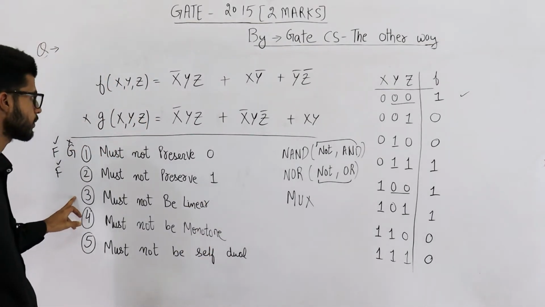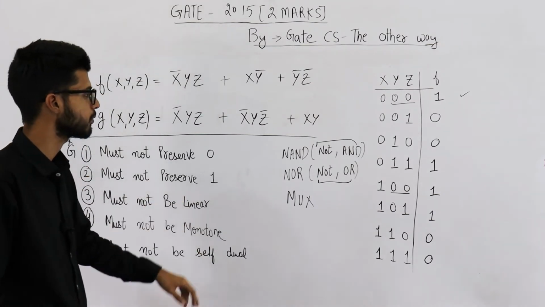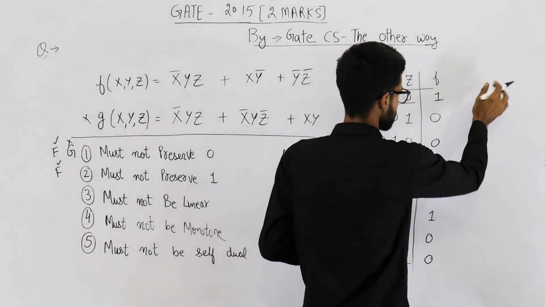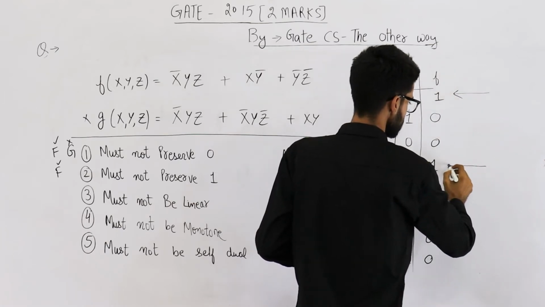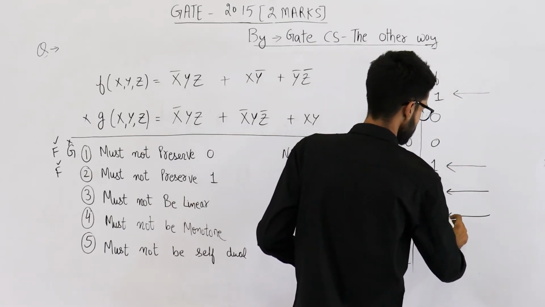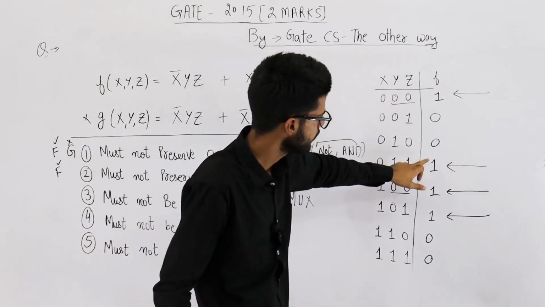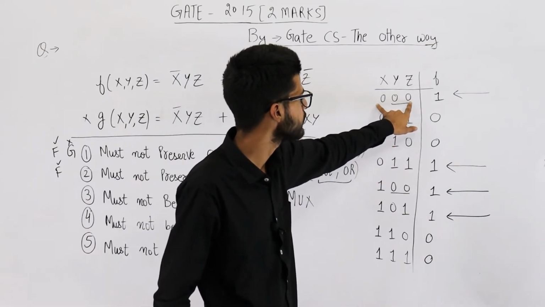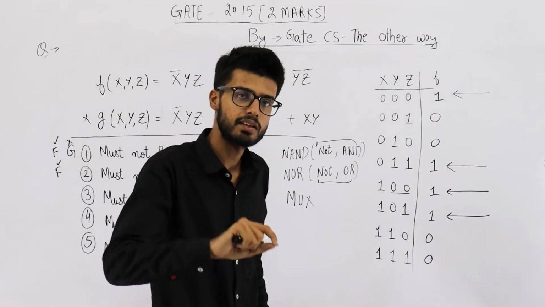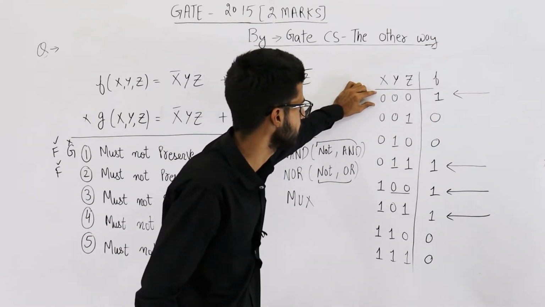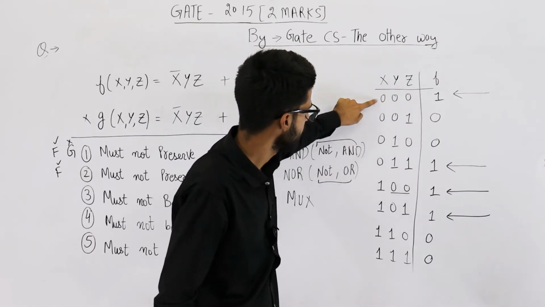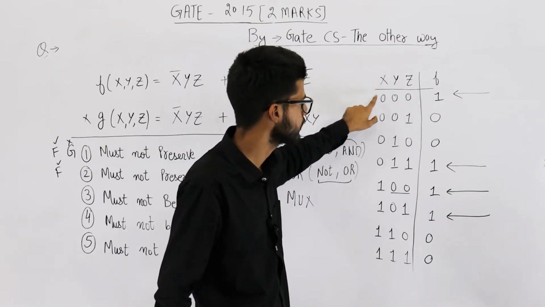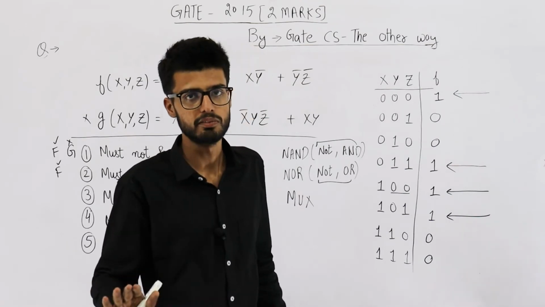Now let's analyze this third property for the function f. It says the function must not be linear. What is the meaning of linear? For a function to be linear, on all the places where it outputs high, output is high here, here, here as well as here, the number of inputs that are high must be either even or odd. Let me repeat. On all these places, the number of inputs that are high, that means the number of ones in the input, must be either odd or even at all the places.